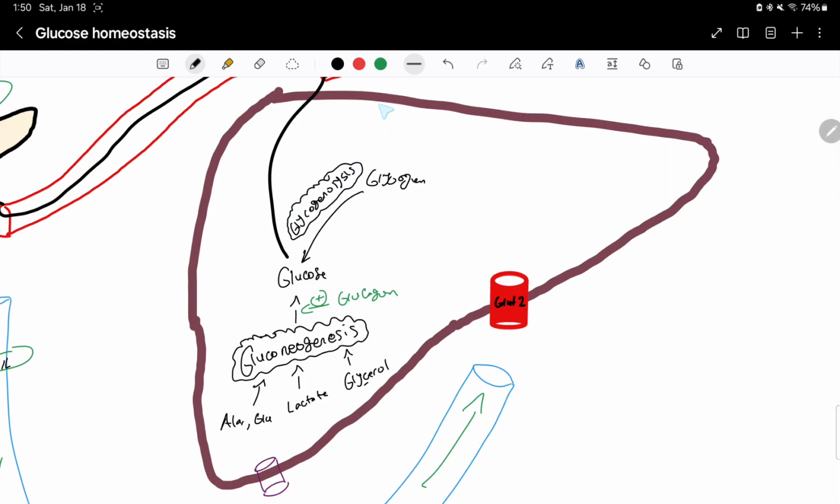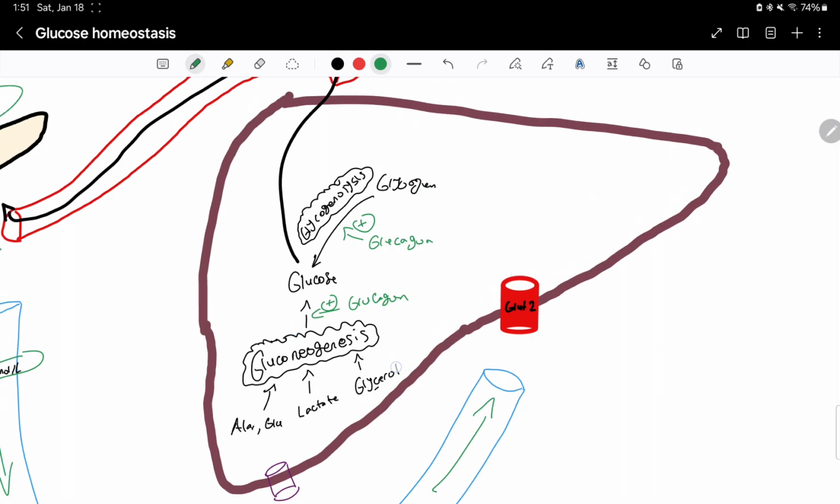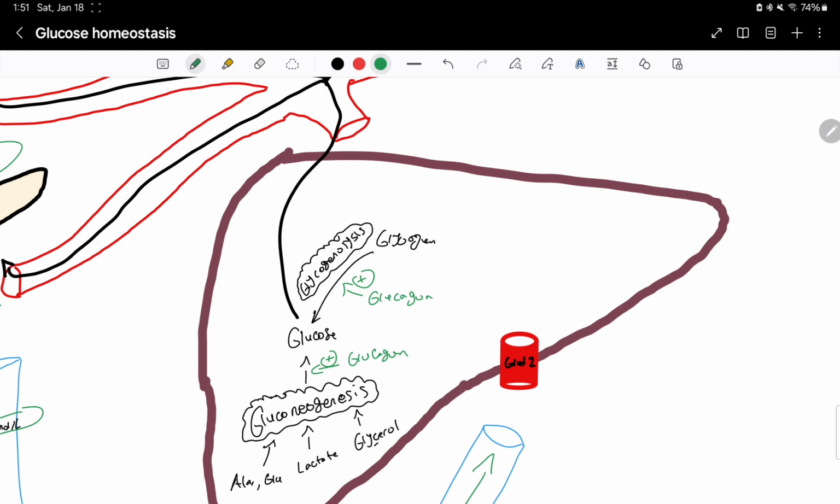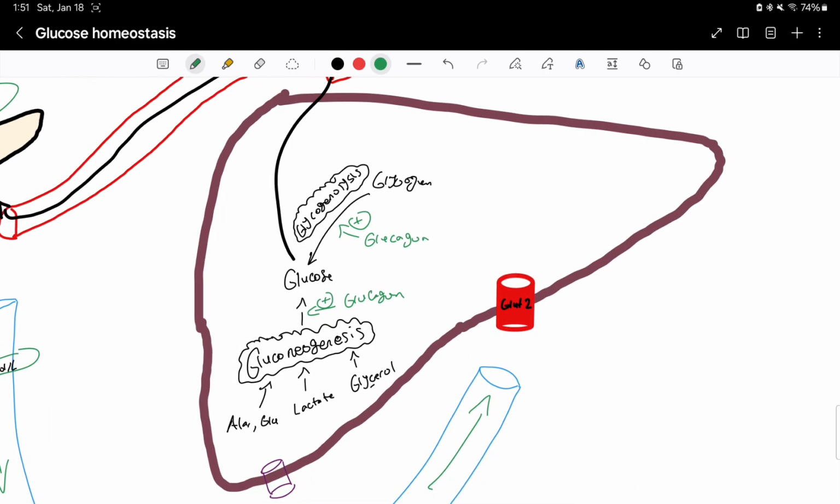So what does this all have to do with anything? Well, our good friend glucagon is going to also stimulate this to happen. Glucagon is going to stimulate the conversion of glycogen in the liver to glucose. And we can also release that into the bloodstream as well, okay? To maintain blood glucose concentrations. Okay, that's cool. What else? What else can happen?